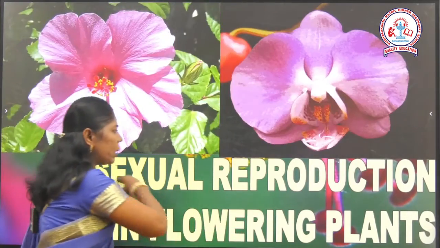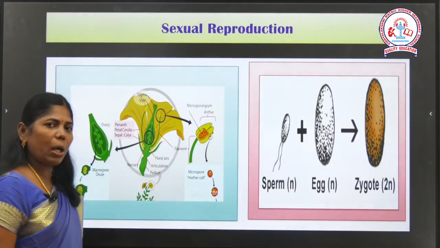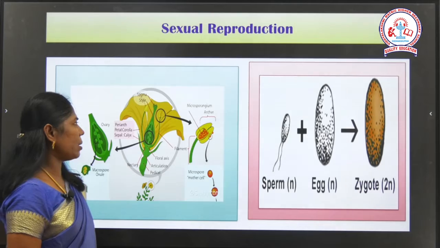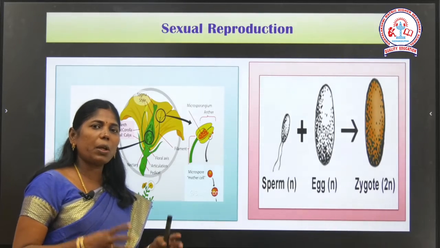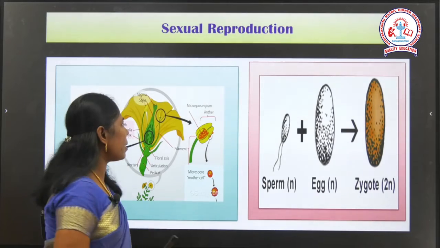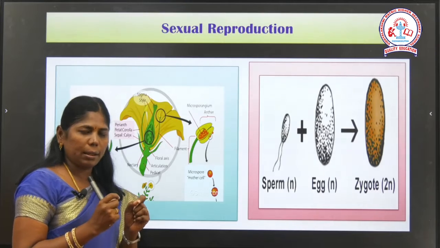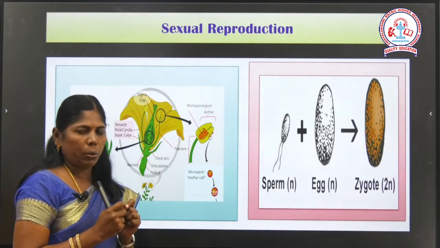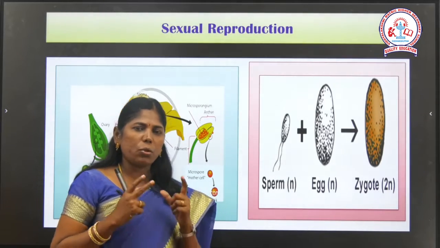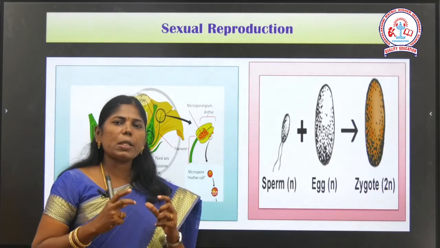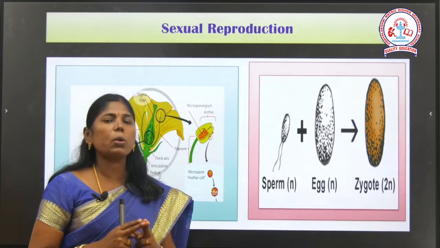First we know the floral parts, that is the essential and non-essential parts. The essential parts are the androecium and gynoecium. The androecium consists of a number of stamens. Each stamen consists of an anther and the filament. Inside the anther there are microspores. The microspores develop into the pollen grains. Today we are going to see how the microspore develops into the pollen grains. That process is known as microsporogenesis.